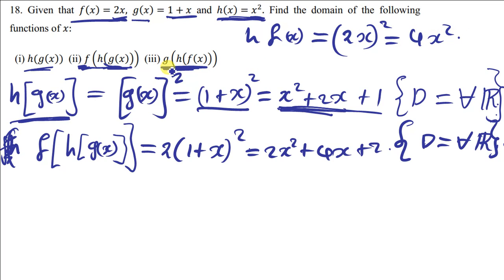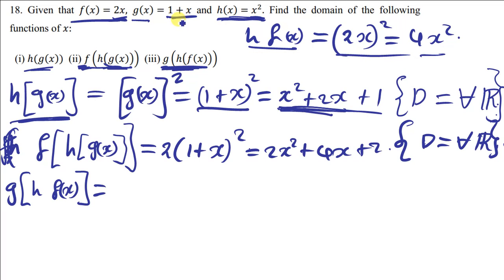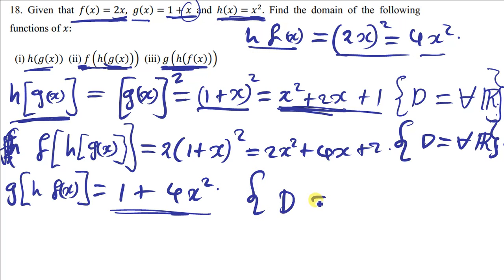And then to add g, we're going to say g of h of f of x. In g, where there is x, I'm going to put this expression, which is 4x squared. So I'm going to have 1 plus 4x squared. This is also a quadratic expression. The domain for this expression will still be the set of all real numbers.